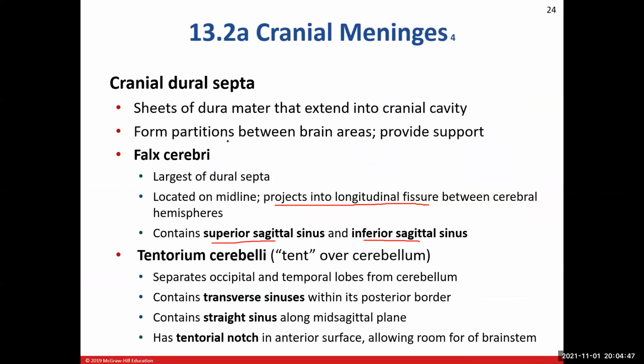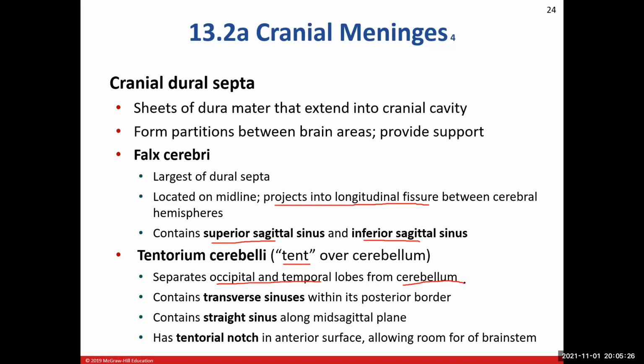All right, so that's the first cranial dural septa. The next one is called the Tentorium Cerebelli, and I like it because it literally is a tent. It's basically a tent that sits on top of the cerebellum. Now, we haven't learned what the cerebellum is. That's that little mini brain that sits on the back inferior portion of the cerebrum there. And so the Tentorium Cerebelli is going to separate both the occipital and temporal lobes from the cerebellum.